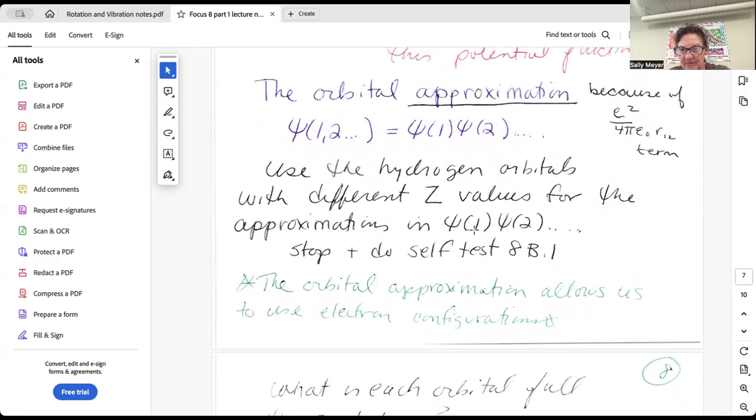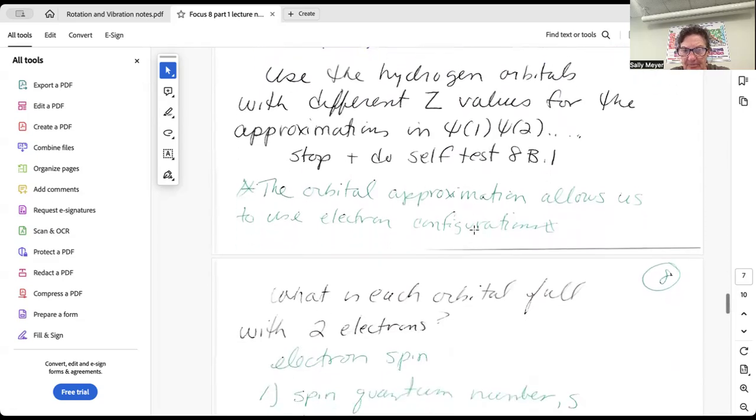individual wave function. So it's important to realize that the whole idea of drawing electron configurations, so saying, for example, that lithium is 1s2 2s1, that's really using the orbital approximation. So that's an approximation. Those orbitals really don't exist in anything except hydrogen.